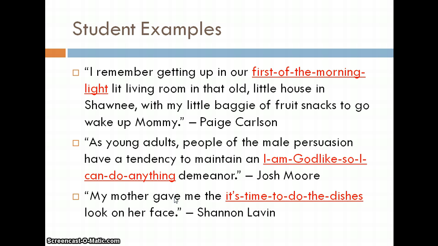And the final student example is, my mother gave me the it's-time-to-do-the-dishes look on her face. Perhaps your parents can communicate a lot to you just by simply looking at you. So hyphenated modifiers describe how something looks, a feeling, or an action. In the next few slides, you're going to actually try and practice writing your own hyphenated modifier, and I give you some pictures in order to inspire that.